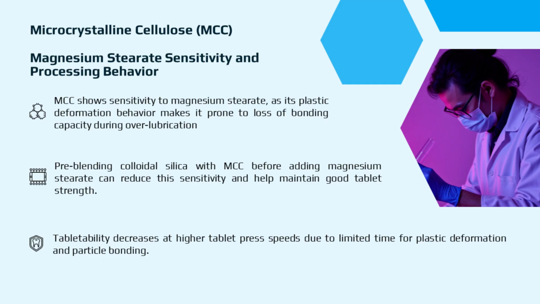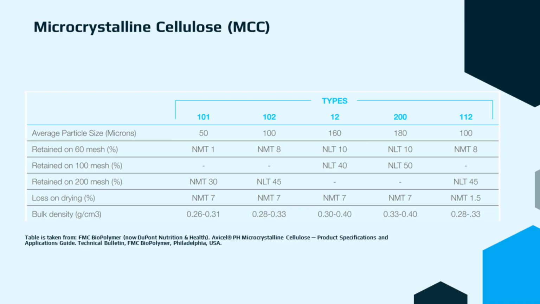This table, adapted from FMC Biopolymer, illustrates the particle size differences among the most commonly used grades of microcrystalline cellulose. Although several grades exist, these five are the most prevalent in industrial applications. Avicel pH 101, typically used in the internal phase of wet granulation, has the smallest particle size, which facilitates better mixing and uniform distribution of the active ingredient. Also, Avicel pH 112 shows a loss on drying not more than 1.5%, indicating that it was specifically developed for formulations containing moisture-sensitive active pharmaceutical ingredients.